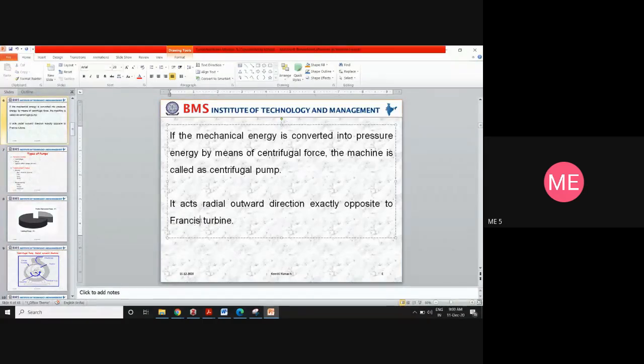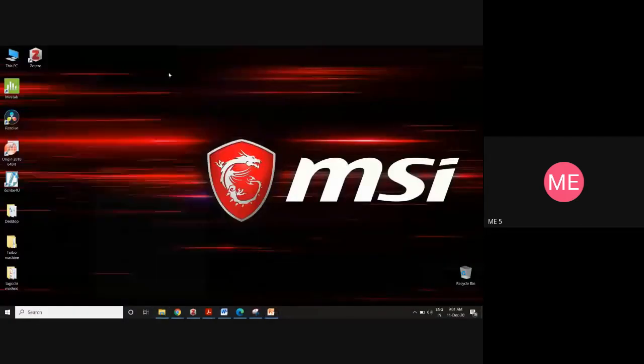Okay, Francis turbine. Any doubts in this? If anybody has a doubt, you can ask me. The key word in this definition is centrifugal force, centrifugal force and this mechanical energy. Anybody having doubts, you can ask me, so that will clarify the doubts. If not, I'll proceed further. Okay, anybody having doubts?